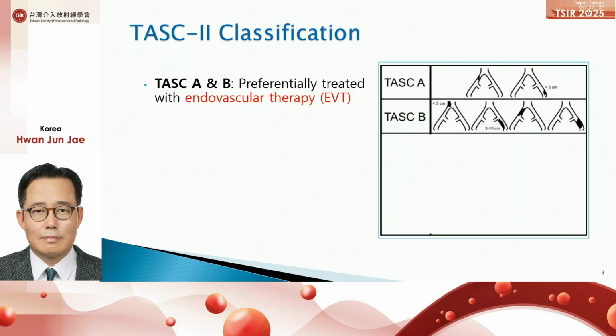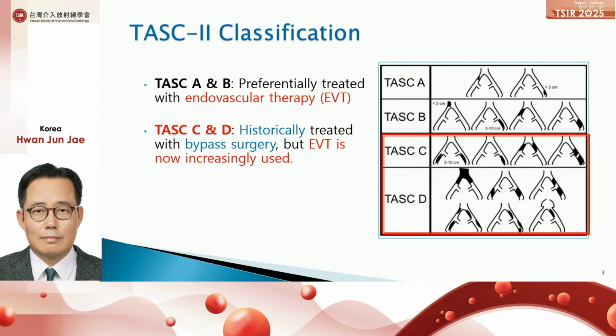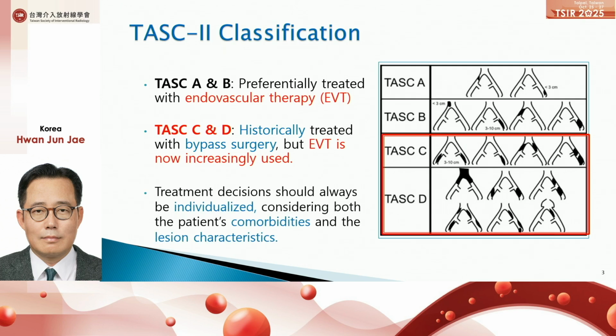According to the TASC classification, TASC A and B lesions were preferentially treated with endovascular therapy, but historically, more complex TASC C and D lesions were treated with bypass surgery. But EVT is now increasingly used in this modern era. So ultimately, a treatment decision should always be individualized, considering both the patient comorbidities and the lesion characteristics.